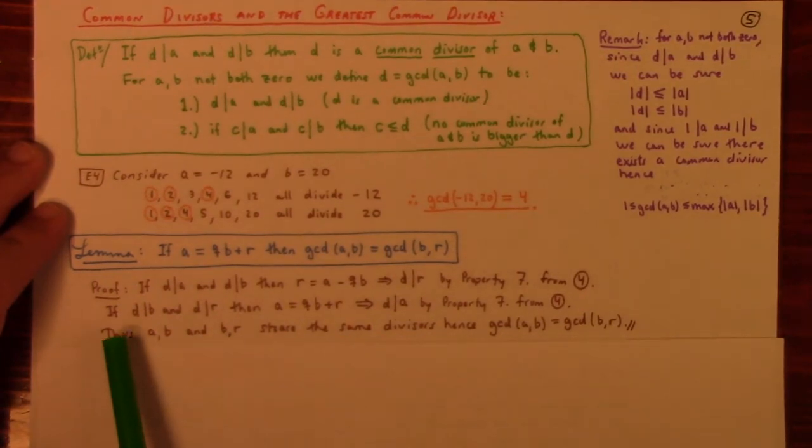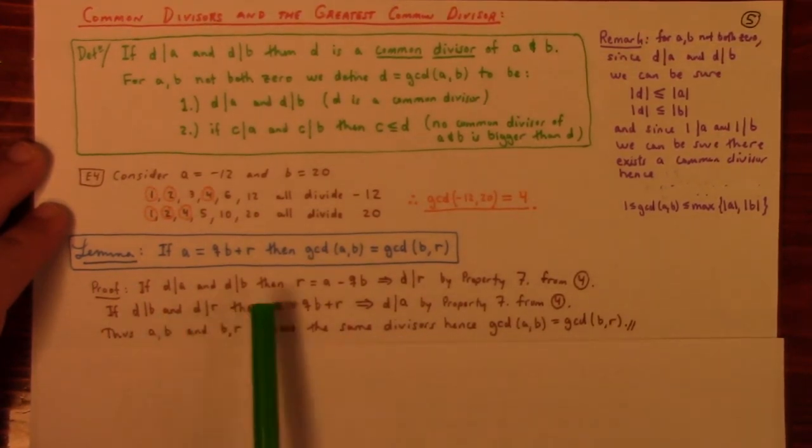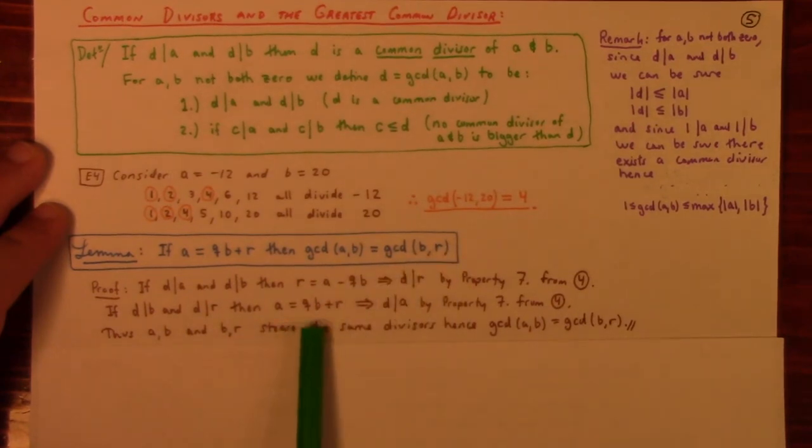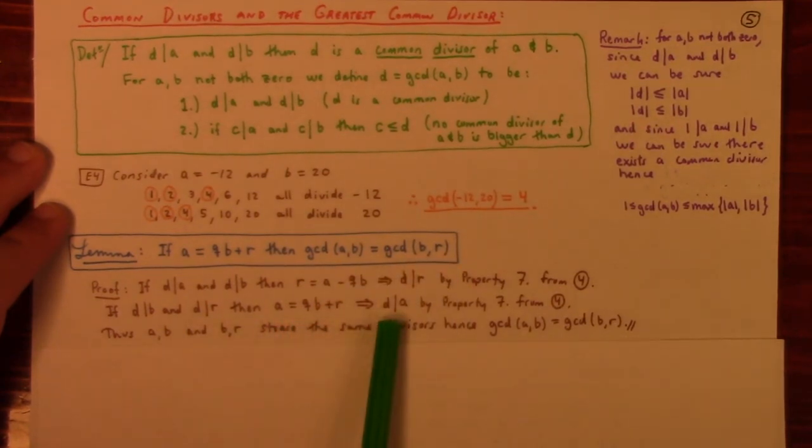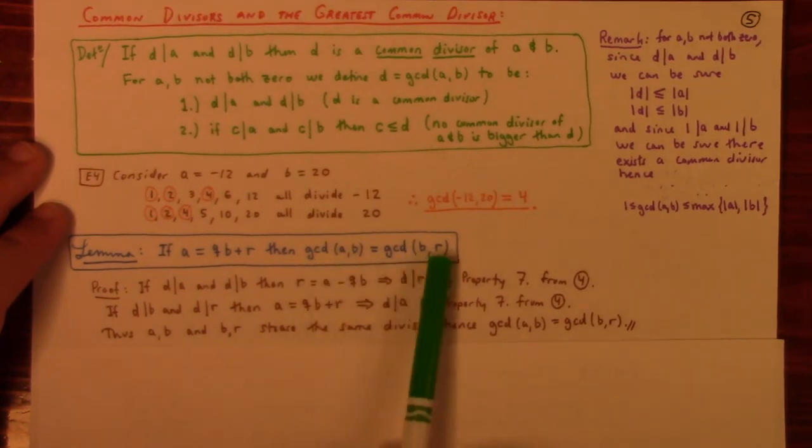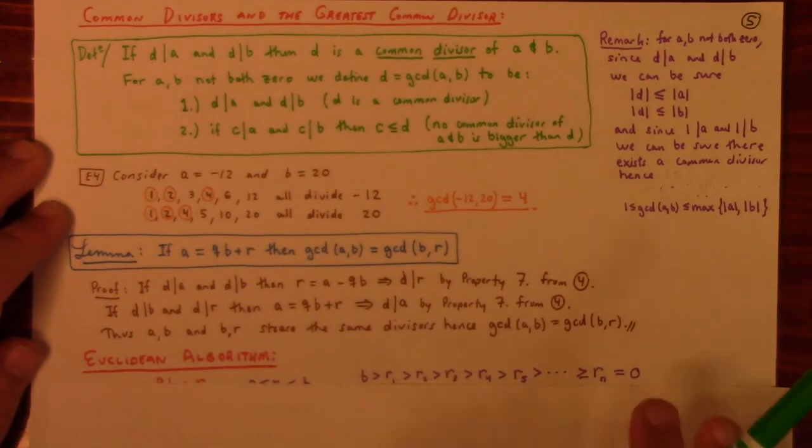So here, then likewise, if D divides B and D divides R, then since we can solve A is QB plus R, that implies D divides A. So, yeah. So we have the divisors of these two pairs are the same. All right. Okay. So what's the Euclidean algorithm?